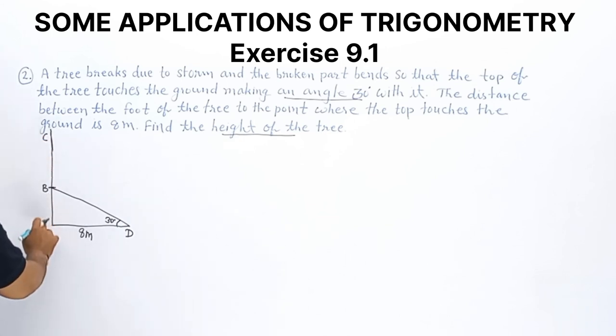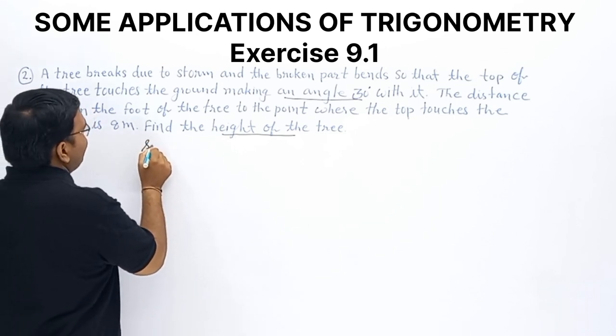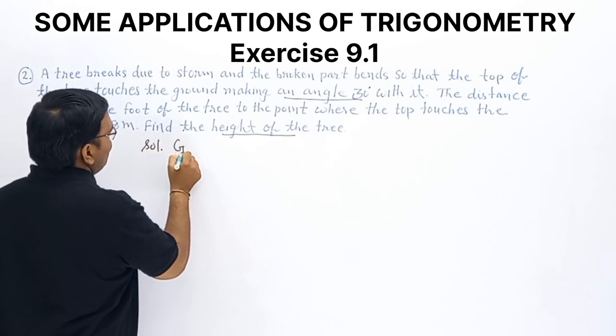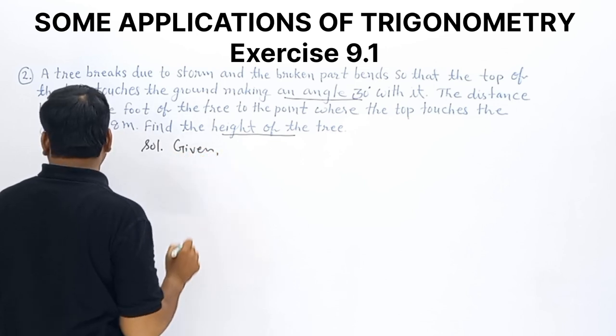It means we want AB plus BC. This AC height we want. So first we should write the given data. What are we having? Given.